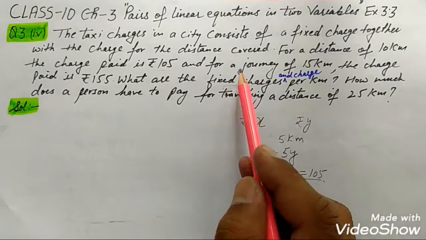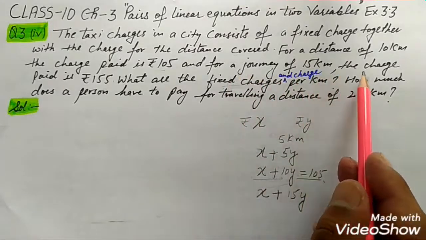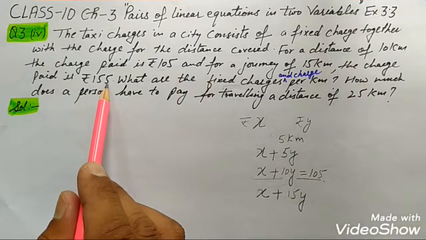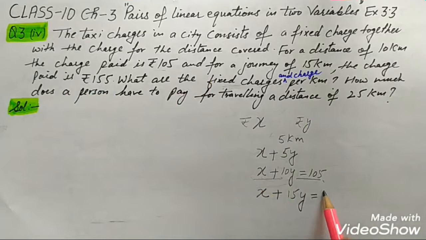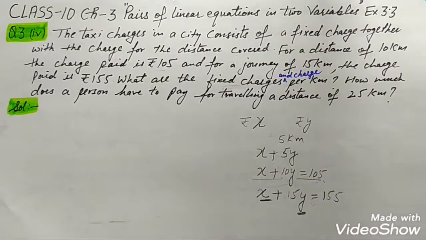It is said that for a journey of 15 kilometers, the charge paid is rupees 155. So this is the money paid for 15 kilometers, which is equal to rupees 155. So this will be our second equation. We will solve this pair of linear equations and get the answer: what is the fixed charge and what is the charge per kilometer? So let's start the question.